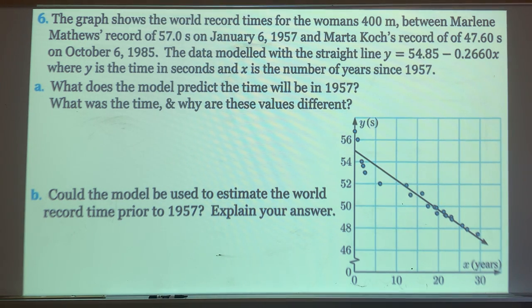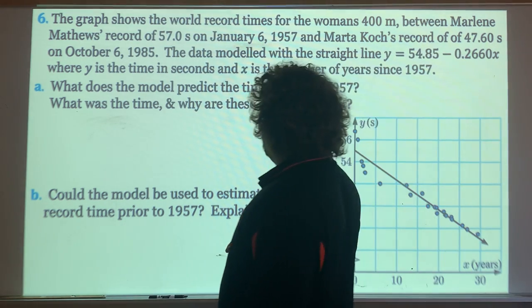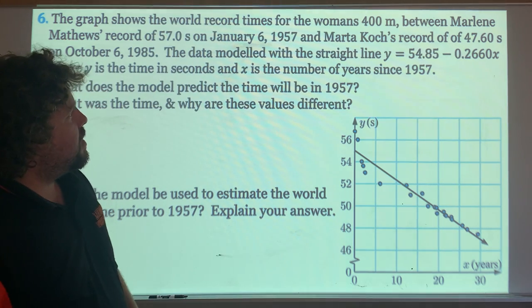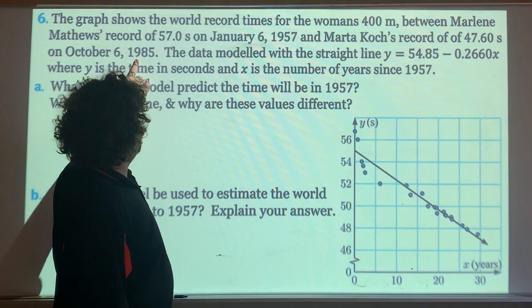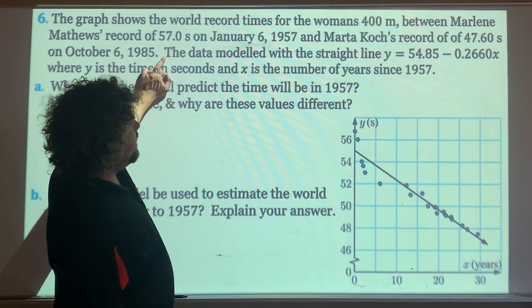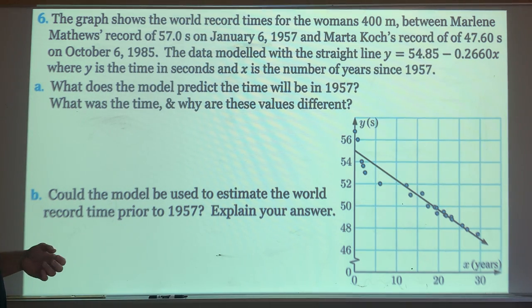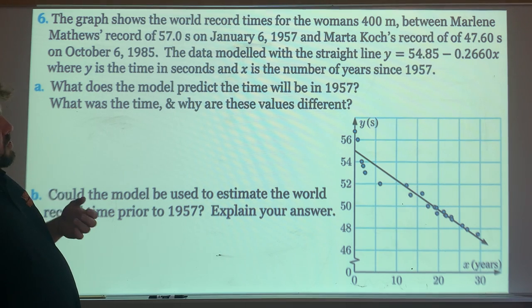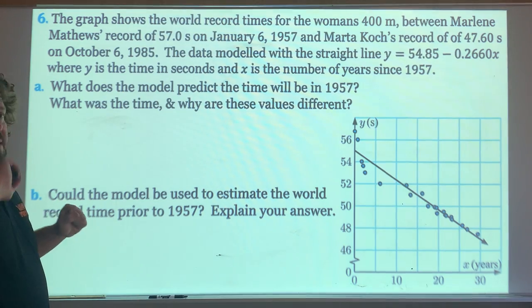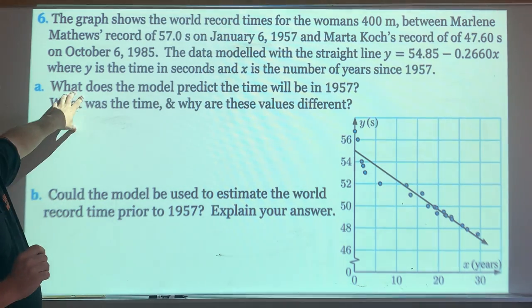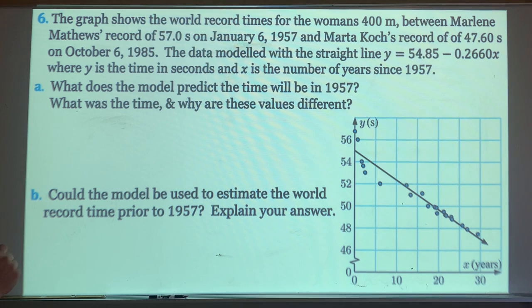Marlene Matthews ran a record of 57 seconds on January 6th, 1957. And Marita Koch ran a record of 47.6 seconds on October 6th, 1985. Oh, she beat it by 10 seconds. The data is modeled with the straight line y equals 54.85 minus 0.266x, where y is the time in seconds and x is the number of years since 1957. What does the model predict the time will be in 1957?